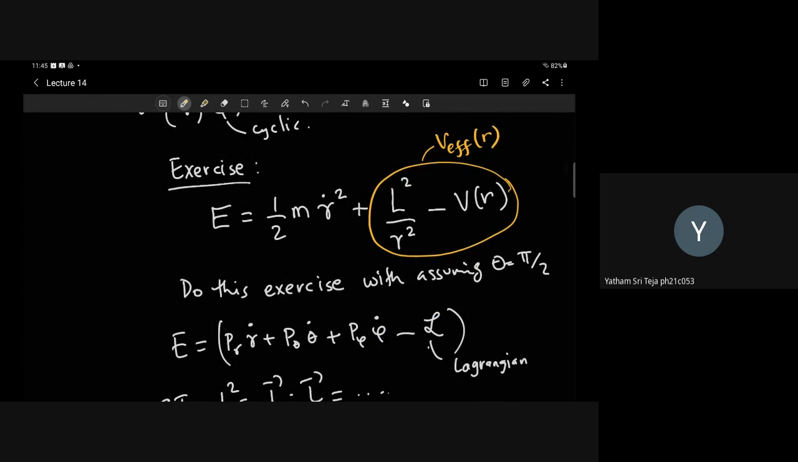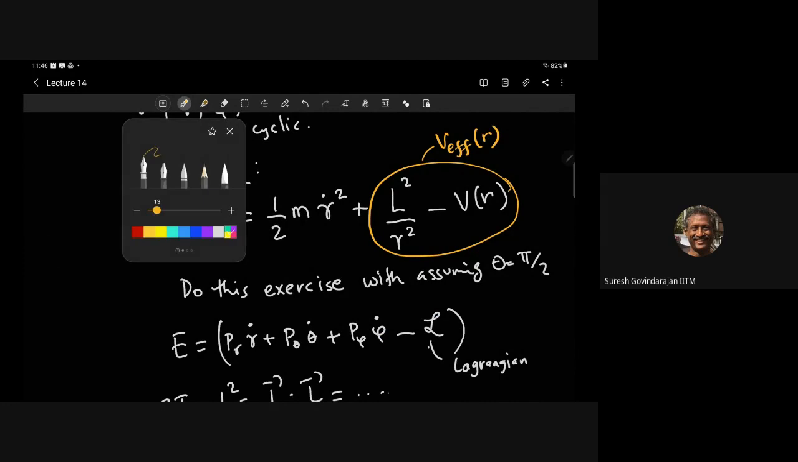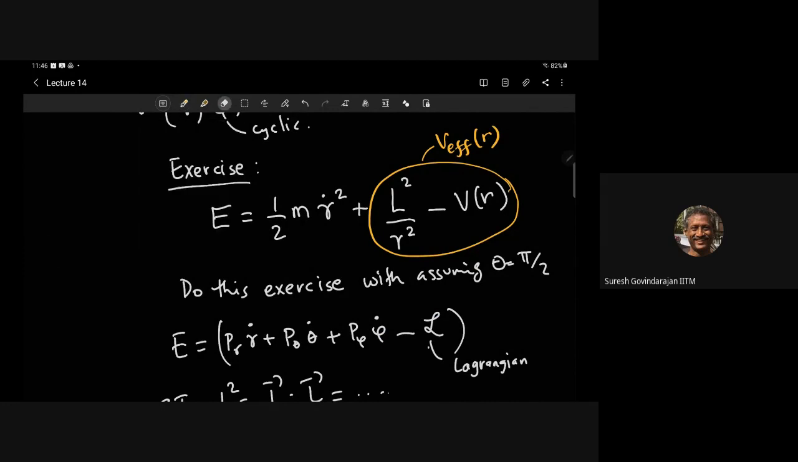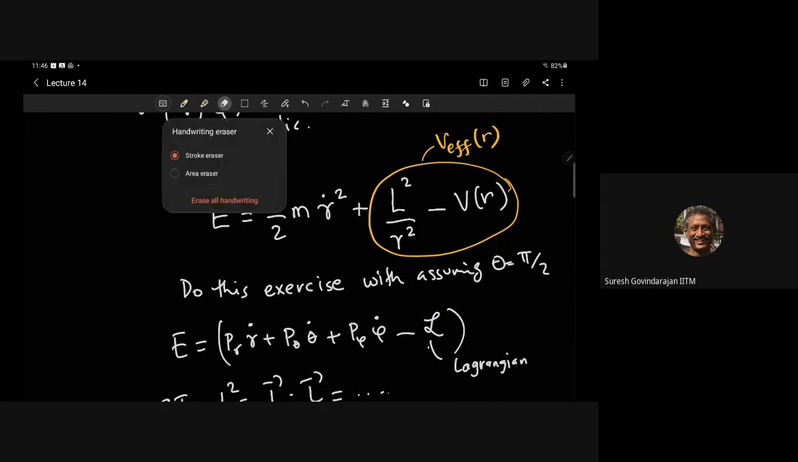Isn't that L square by 2mr square plus? Oh, yeah. I forgot it. 2m. Thank you. I was being very cavalier. Absolutely right. Thanks. You caught me there.